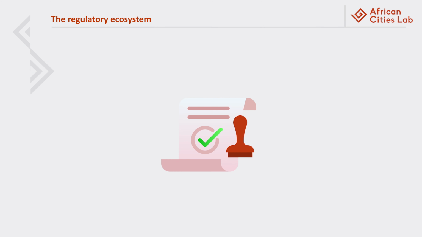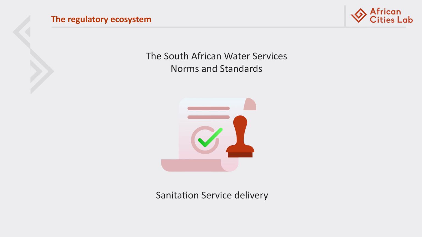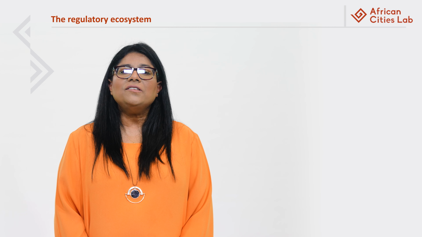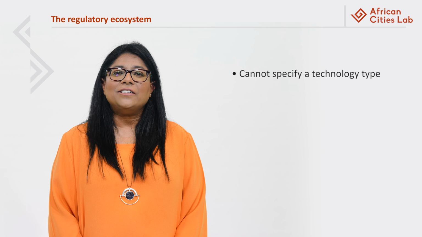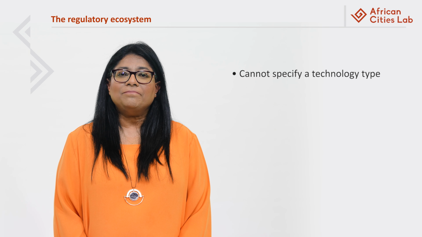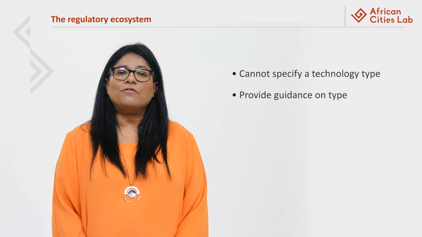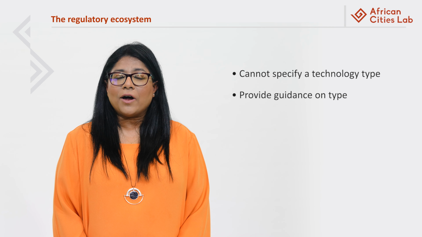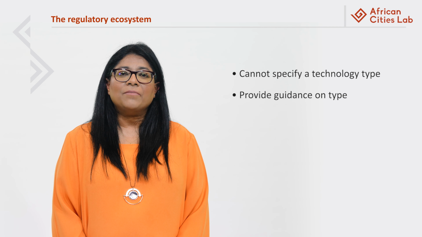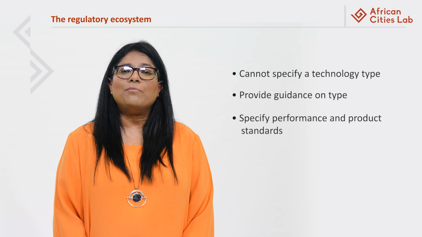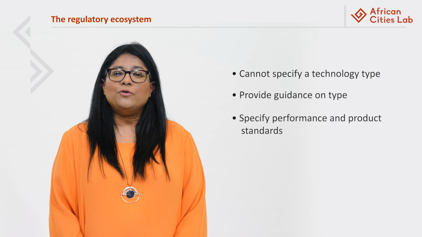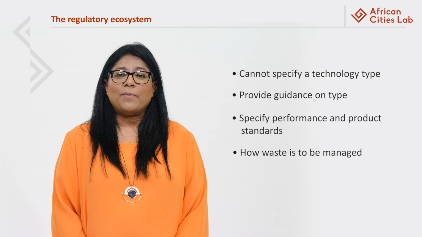This sanitation policy in South Africa is implemented using a norms and standards document, which guides the implementing municipality or utility further. While the norms and standards cannot specify a technology type or provider, it can provide guidance on the type or efficiency of toilets, for example, dry toilets versus flush toilets. It can specify performance and product standards to be met and how waste is to be managed.